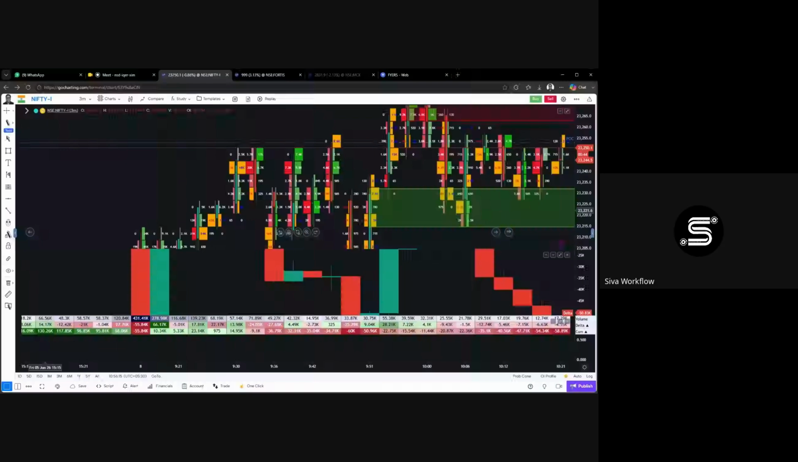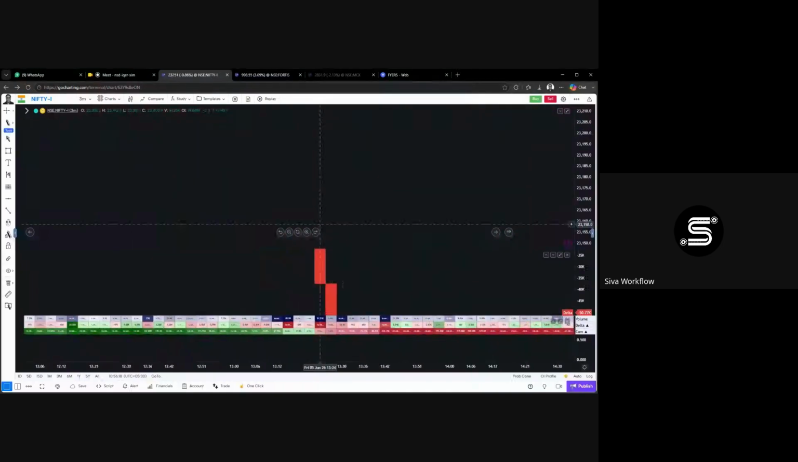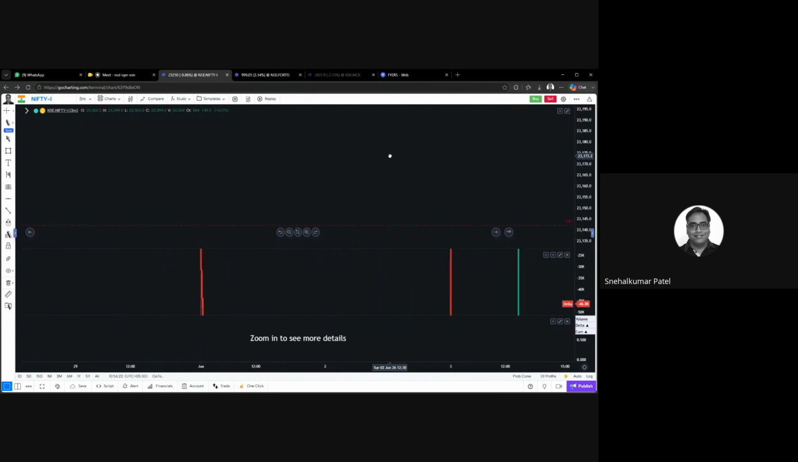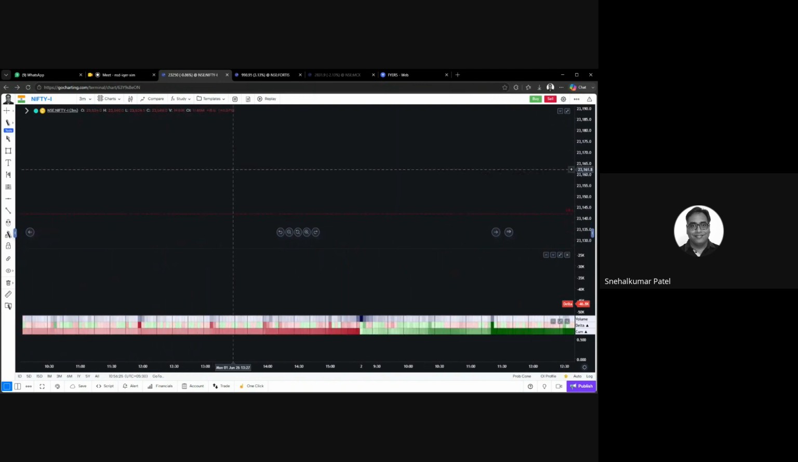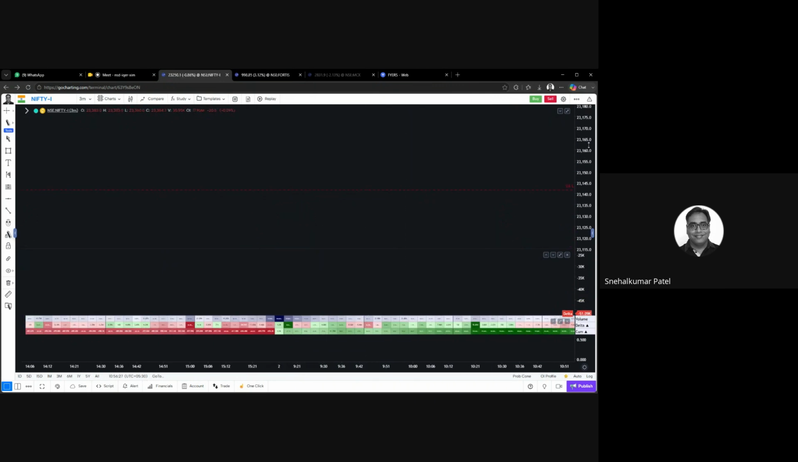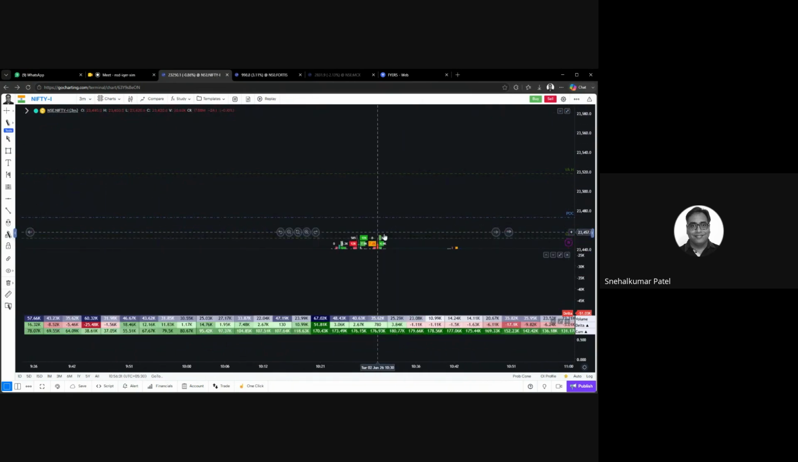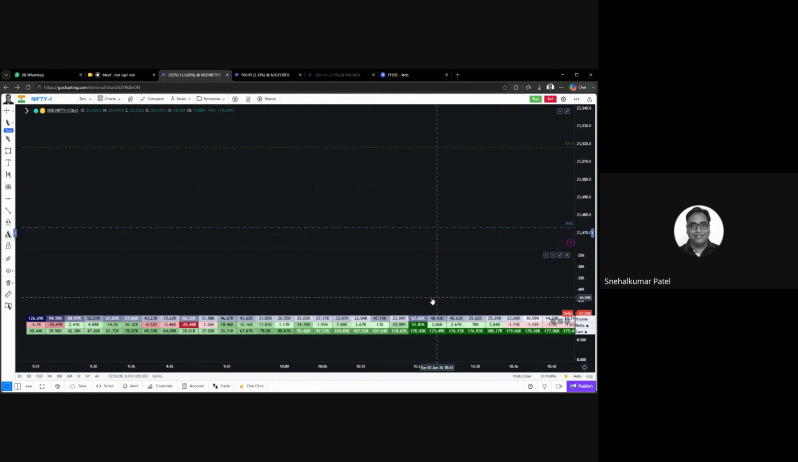Is it possible to check the last expiry so that we can see? Sure. You check. Last expiry was Tuesday 2nd, right? Yeah. Go to 2nd. Yes. So this is 2nd, right?